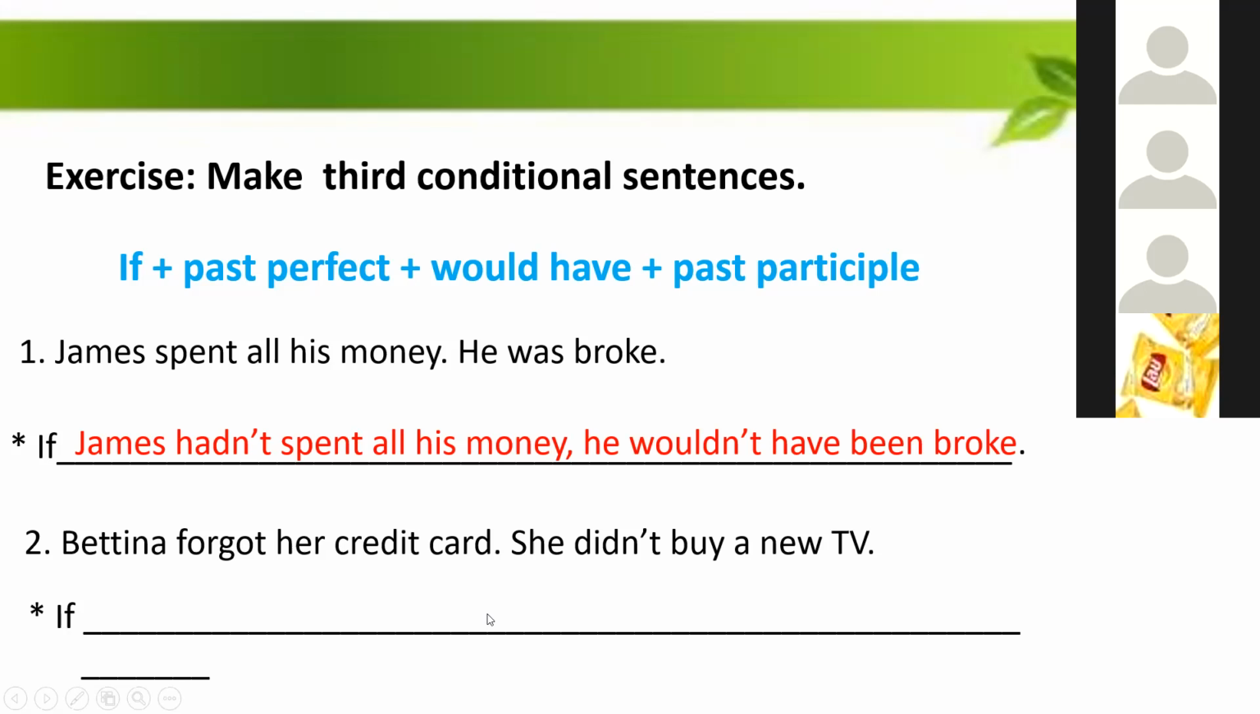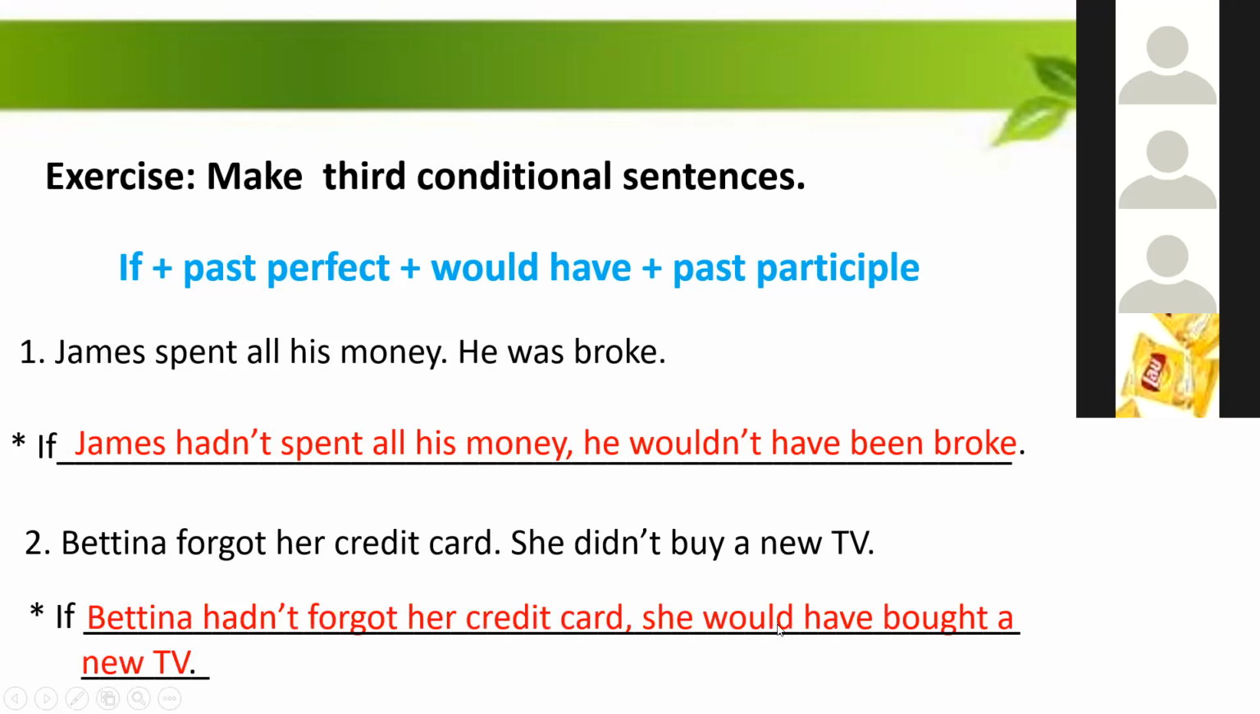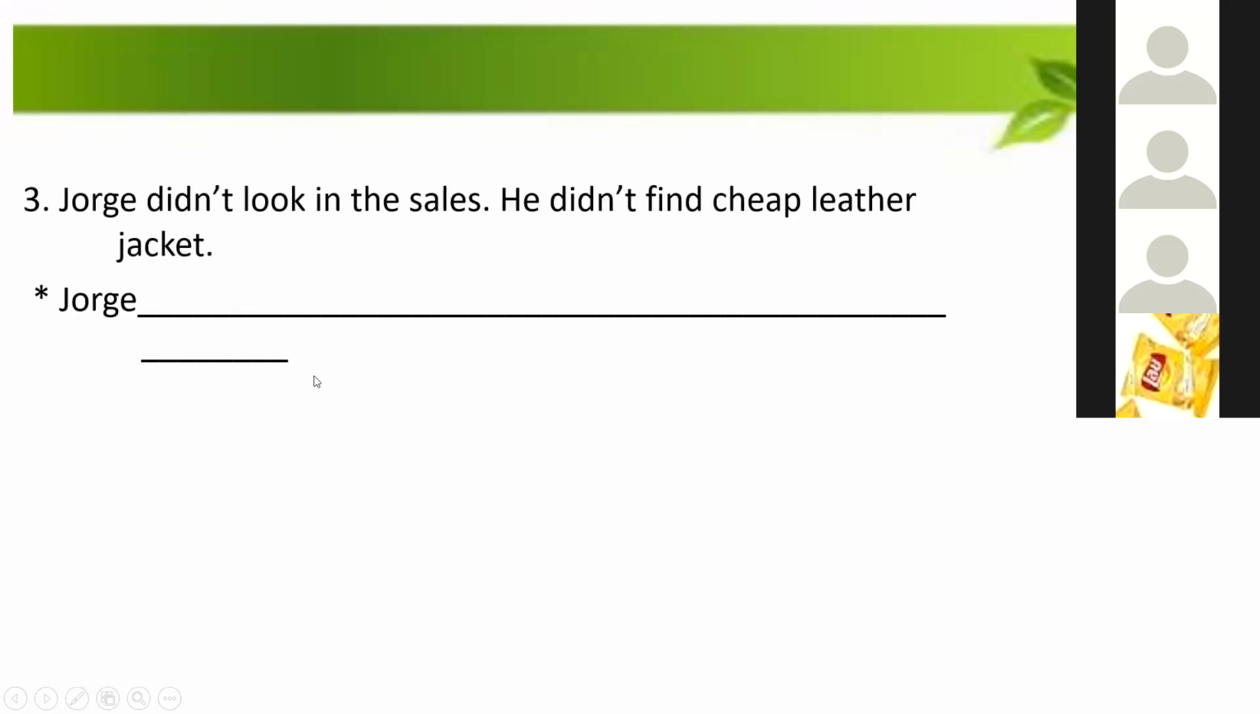Okay, let's see if you're correct. Oh, Kau Klong, this is would have bought, okay? But you're correct here. If Bettina hadn't forgotten her credit card, she would have bought a new television. Okay. So I have here more. This one is for you, Taro. Taro, can you make this in a third conditional? George didn't look in the sales. He didn't find a cheap leather jacket.